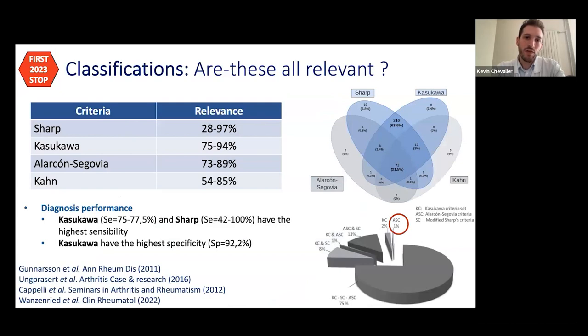Next slide. 4 cohort studies about MCTD have studied the percentage of patients who fulfill the 4 MCTD classification criteria. As you can see in the table, the number and the percentage of patients who fulfill these criteria is very heterogeneous in the different studies. Moreover, like in our study, in the Gunnarsson and Hall study performed in Norway, only 1% of their patients fulfilled only Alarcon-Segovia criteria without fulfilling Kahn or SHARP criteria. Moreover, 3 studies have studied the diagnostic performance of these criteria, and they conclude that Kasukawa and SHARP criteria have the highest sensitivity, while Kasukawa criteria have the highest specificity.